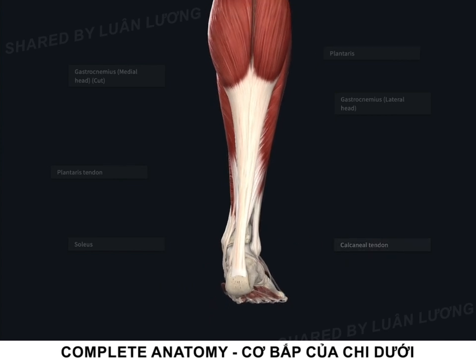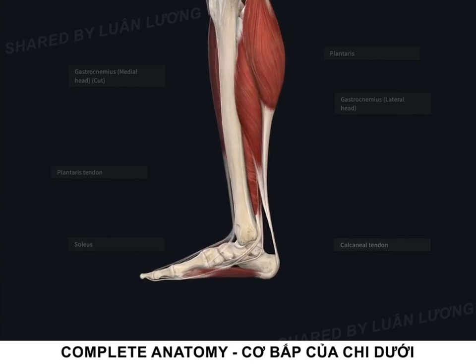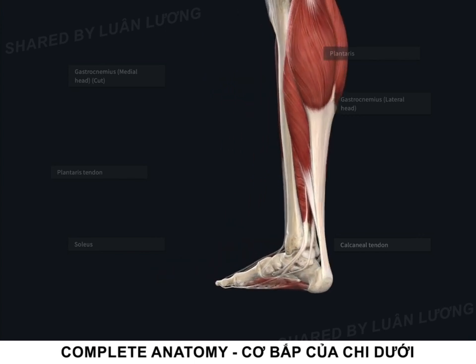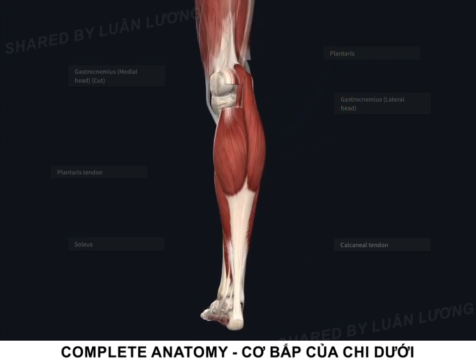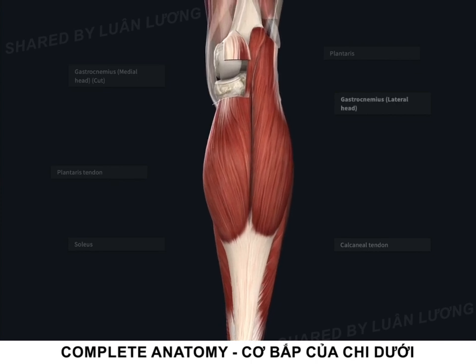As a result, these muscles are all going to share a common point of attachment, which means that they're going to share a common action at the ankle. The most superficial and posteriorly located of these muscles is a muscle known as the gastrocnemius. This muscle has two portions, a medial head and a lateral head.